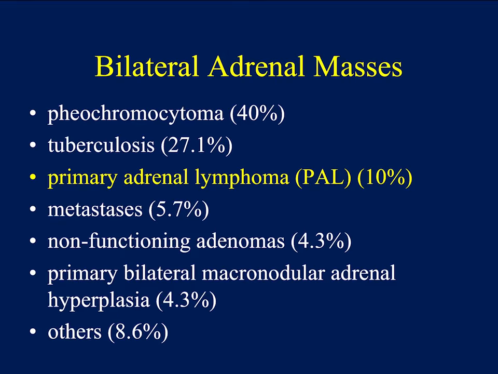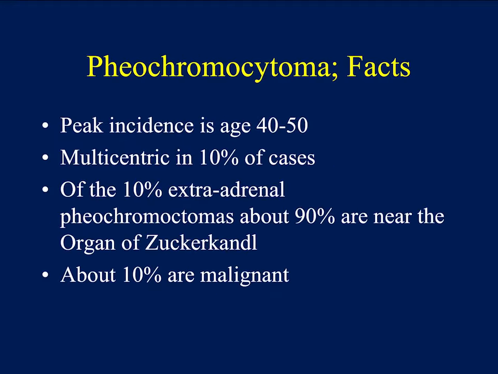And you can see with bilateral adrenal masses, pheo is the top of the list. Lymphoma is number 3 on the list. And again, most things can be bilateral, but fairly infrequently.